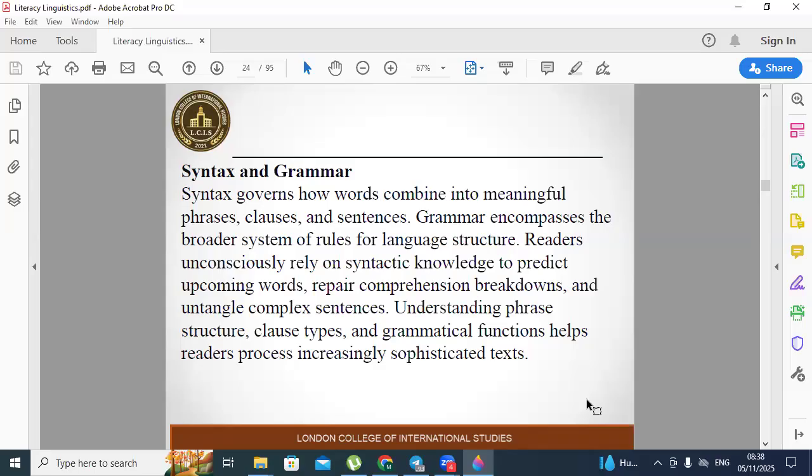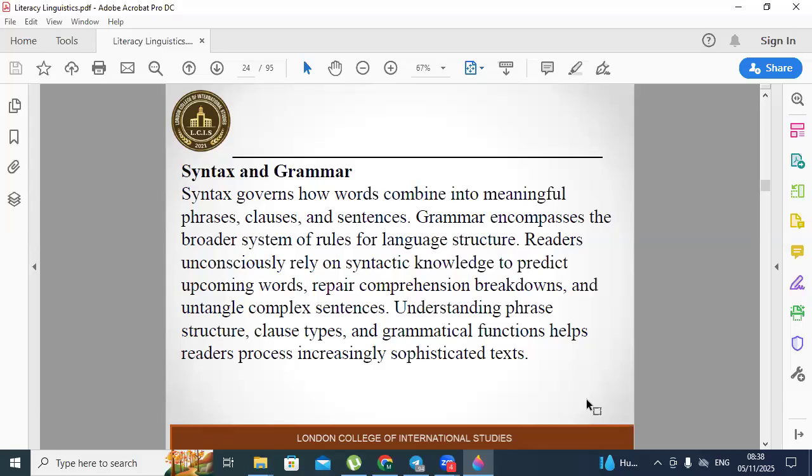Understanding grammatical functions, subject, predicate, object, helps readers identify who is doing what to whom. This is especially important in complex sentences where word order may not follow simple subject-verb-object patterns.